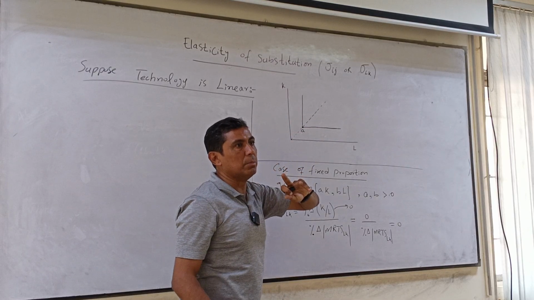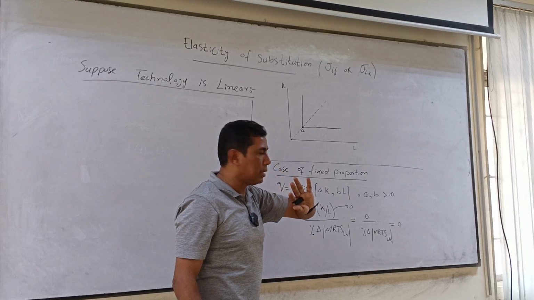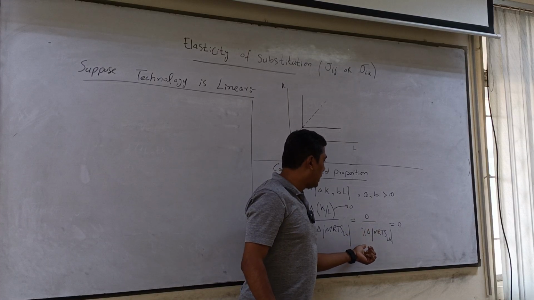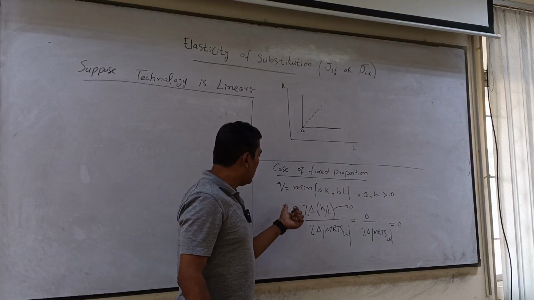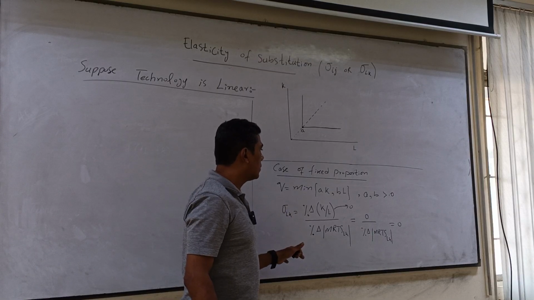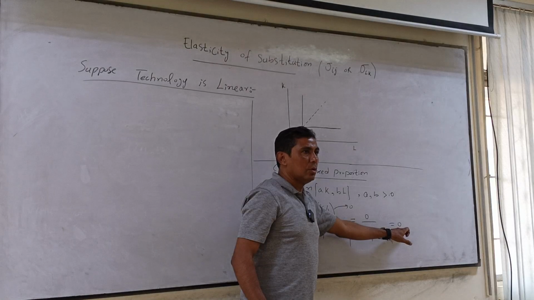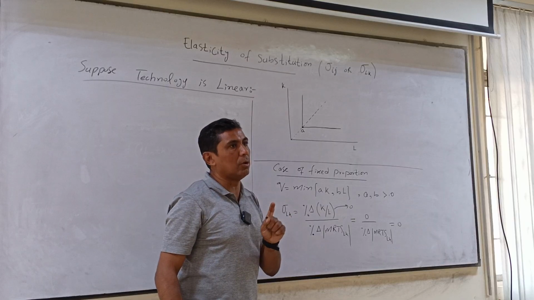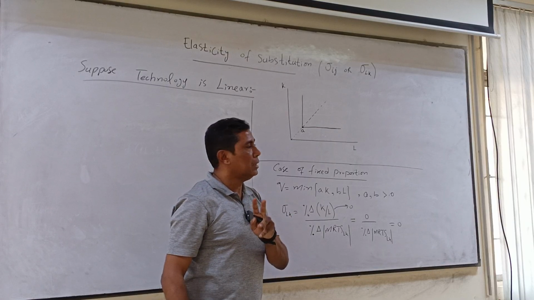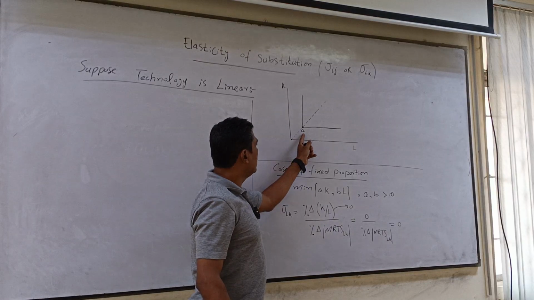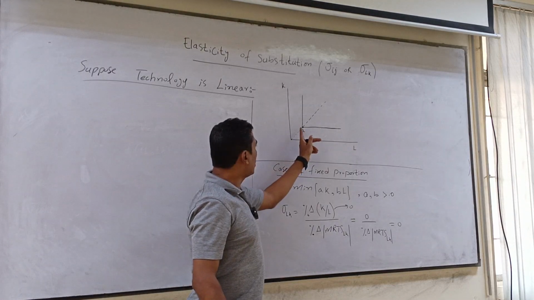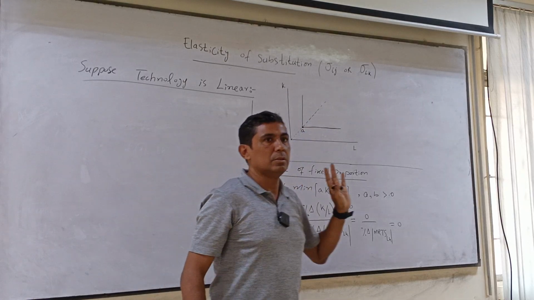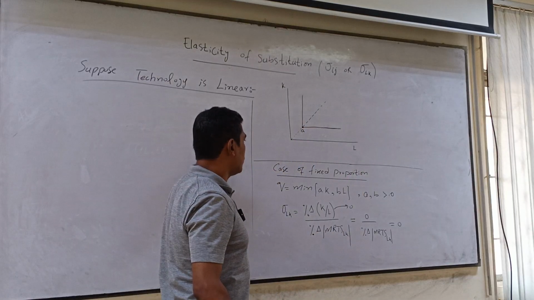Clear? So there are the two possibilities, right? Which we discuss. What happened, although the elasticity of substitution is equal to 0 between labor and capital both, but in case of labor only there are two possibilities: that after that point it becomes 0 or before that point it becomes infinity. Clear? So just note down this one.